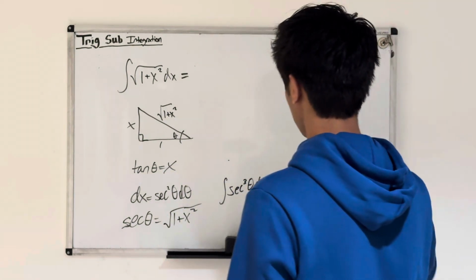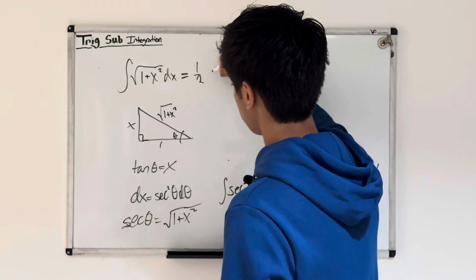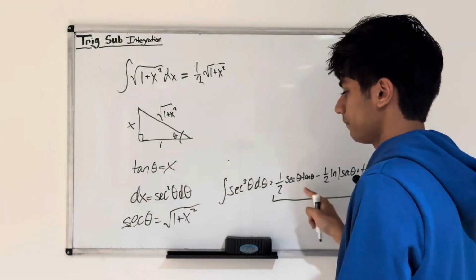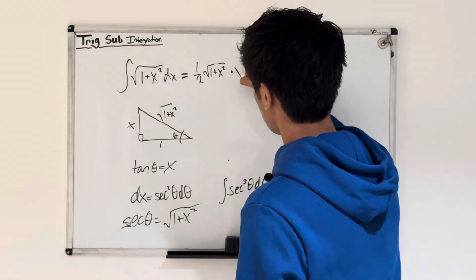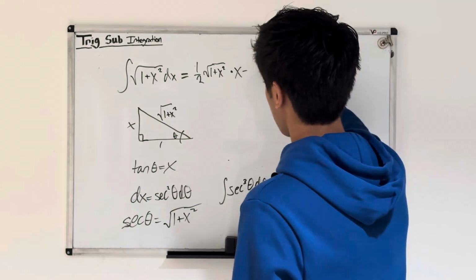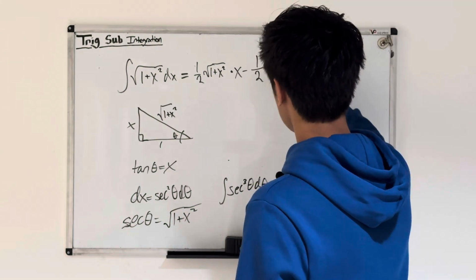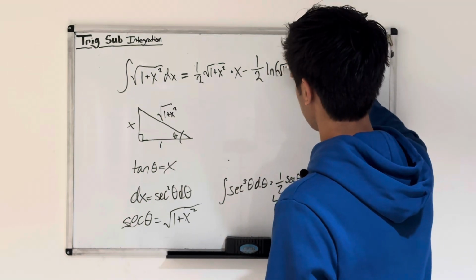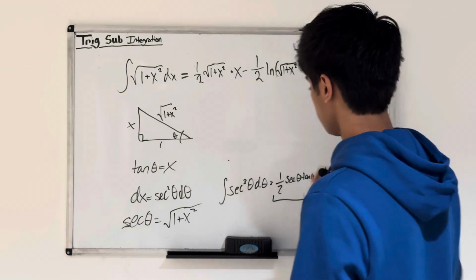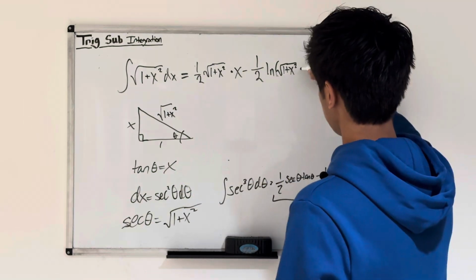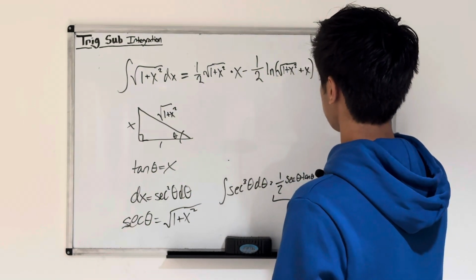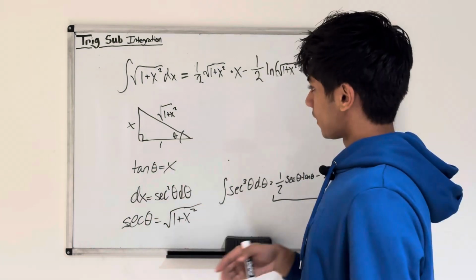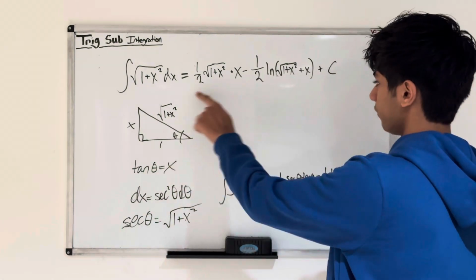If we do so, we get 1/2 secant theta, which is square root of 1 plus x squared, times tangent theta, which is x, minus 1/2 times the ln of secant theta, which is square root of 1 plus x squared, plus tangent theta, which is x, and obviously plus C because it's an indefinite integral. So that's an example of how we use trig substitution to solve an integral.